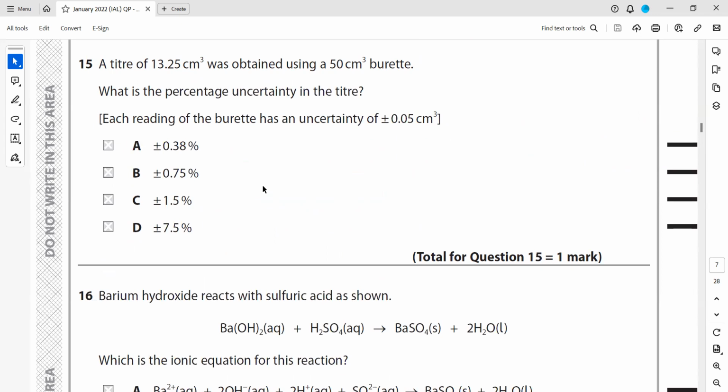Then a titre of 13.25 was obtained using a burette. What is the percentage uncertainty? So percentage uncertainty is uncertainty divided by value recorded, multiplied by 100.